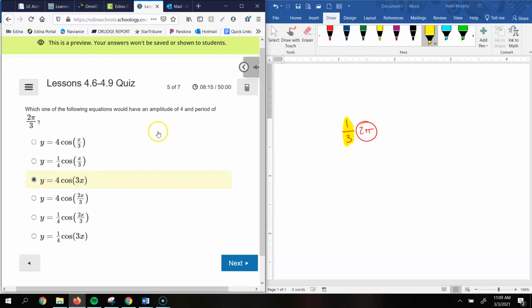Because again, if I wasn't given this information at the beginning, if I was just given the equation, I'd be able to see from this 4 that it would have an amplitude of 4. Okay, it meets that criteria. And I would take the reciprocal of 3, which would be 1/3, multiply that times 2 pi, and I would get 2 pi over 3 to get a period of 2 pi over 3. And so now I can see that this equation meets both of those criteria.